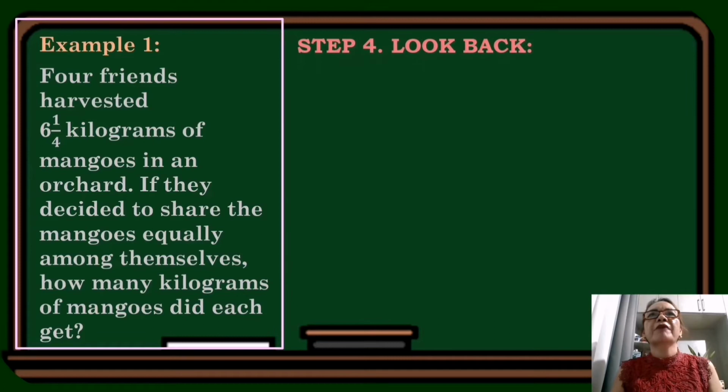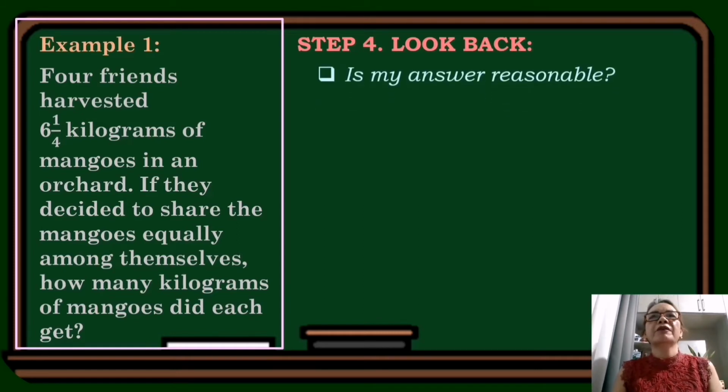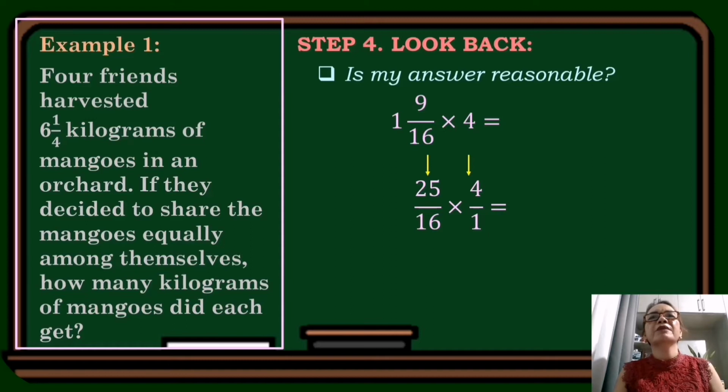Okay, let's proceed to our final step, which is look back. Which means you are going to check your answer and find out if our answer is reasonable. Okay? So here, we are going to multiply our answer 1 9/16 by 4. Okay, so we will rename this one first, the mixed form to an improper fraction, and then the whole number to an improper fraction also. So 1 9/16 becomes 25 over 16 and 4 becomes 4 over 1.